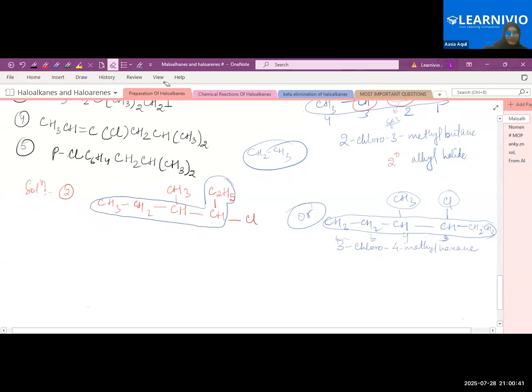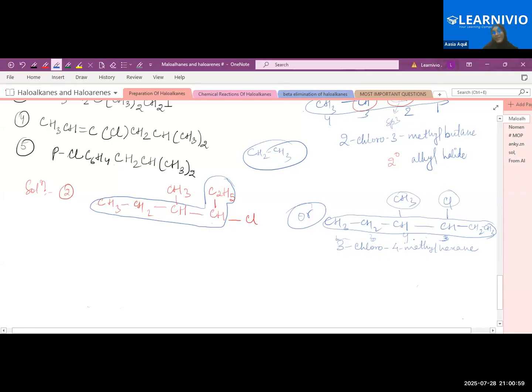Okay, and which type of alkyl halide is this? Because it's actually an alkyl halide, right? Because this halogen group is attached to an sp3 hybridized carbon, right? So this is an alkyl halide. Now just tell me which type, primary, secondary, or tertiary one. Which one?